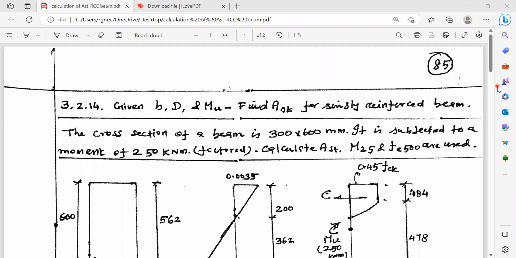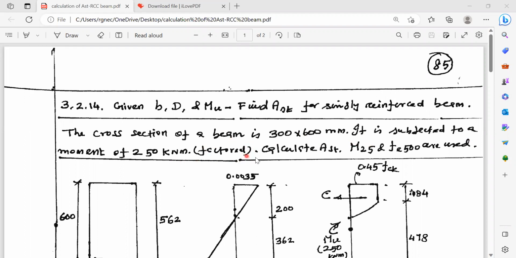Now we will see one problem regularly faced in RCC design. Here the cross section of the beam is given. It is 300 by 600 mm and it is subjected to a moment of 250 kN-m. It is a factored moment. You need not multiply the moment by 1.5, which is the load factor. It is already factored load.